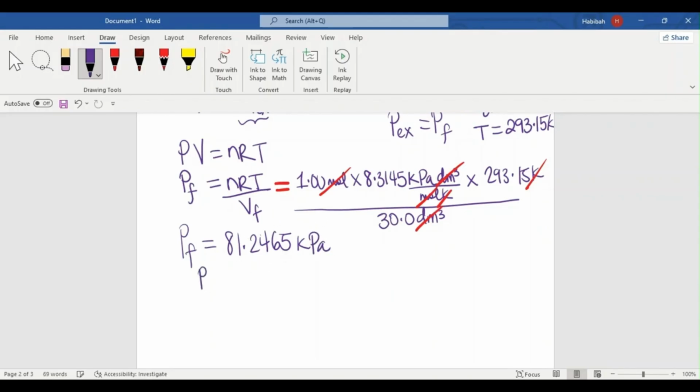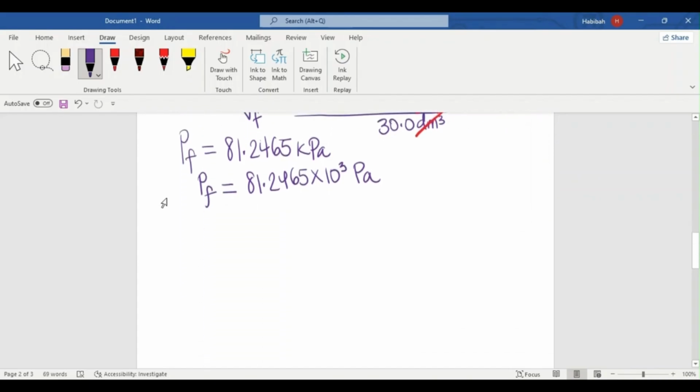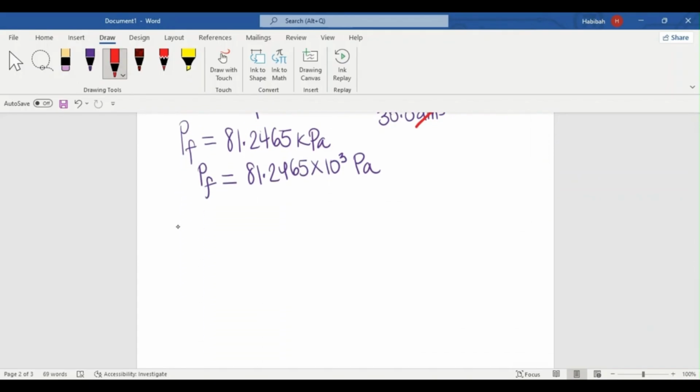Now, don't forget that this kilopascal can be rewritten as 81.2465 times 10 raised to the power of 3 Pascal. That's basically what kilopascal is. So now this question is asking us for the work done. That would be W equals negative P final times the change in volume.